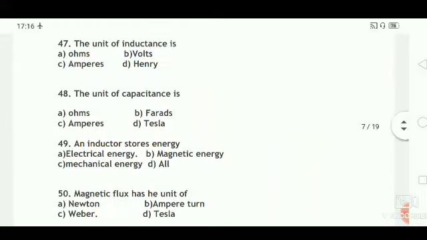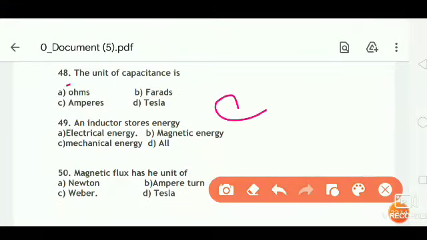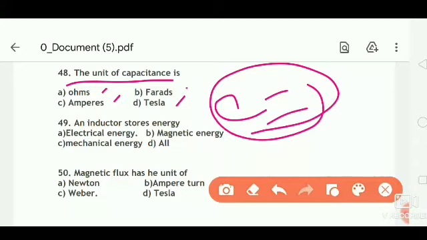So the next is the unit of capacitance. The options are ohms, farad, ampere, Tesla. Capacitance is C, and the unit of C is always the farad. So the unit of capacitance is farad.